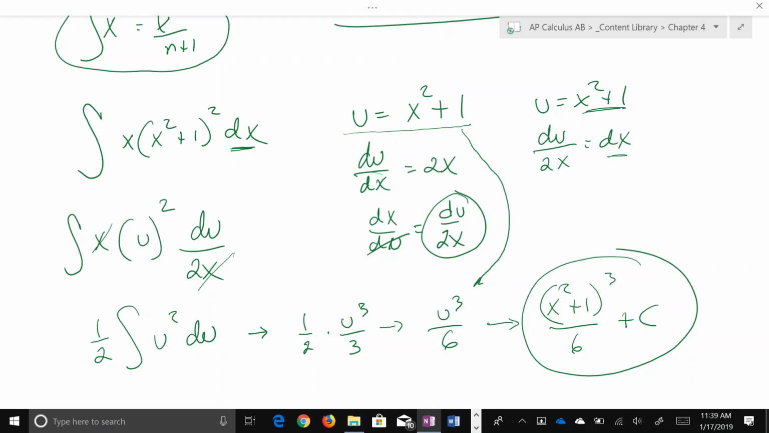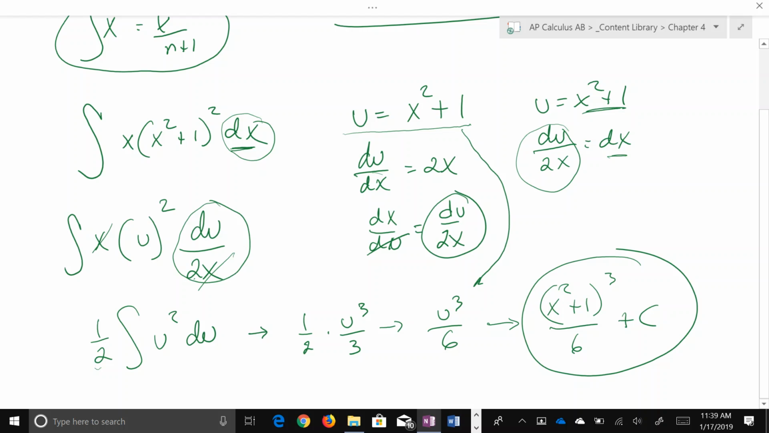How did x become 1/2? So dx is du over 2x. See this dx? I substituted du over 2x. That 1/2 is a constant, and we can bring that out front. So that 2 there is this 2 here. Then the x's just cancel. That's our goal, to get rid of all the x's.